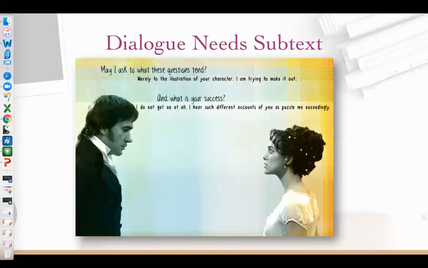May I ask to what these questions tend? Merely to the illustration of your character, I'm trying to make it out. And what is your success? I do not get on at all. I hear such different accounts of you as puzzle me exceedingly.